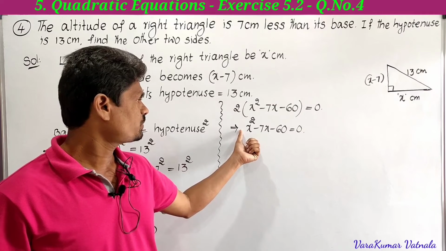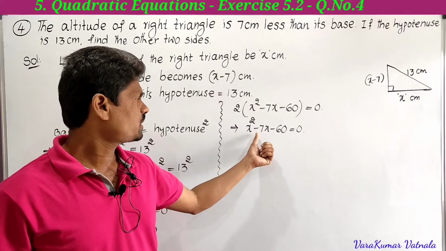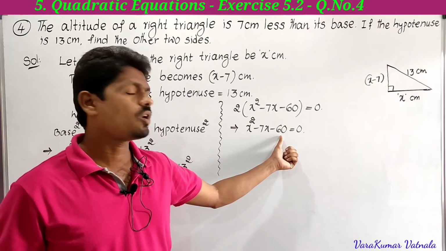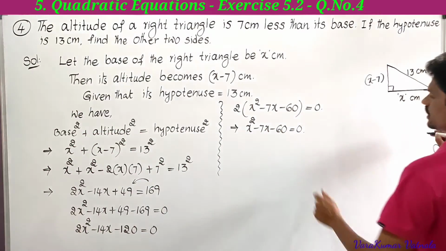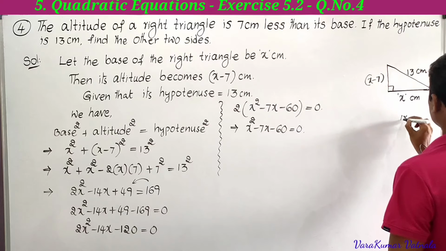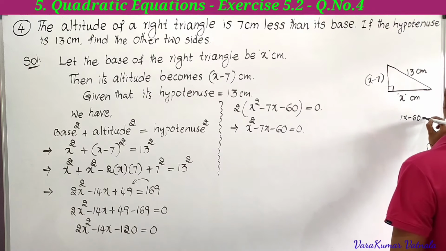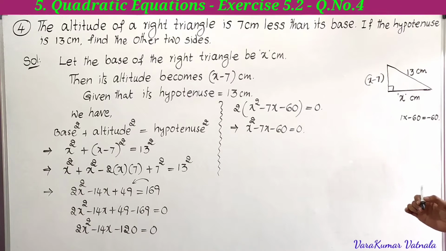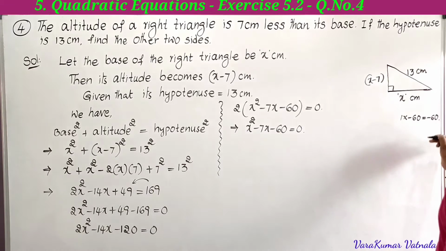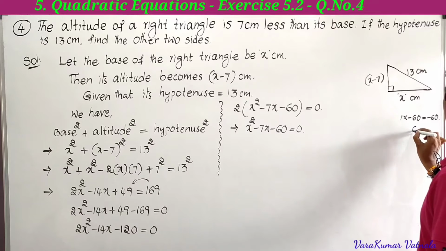Here the x square coefficient is 1, x coefficient is minus 7 and the constant is minus 60. So multiply x square coefficient with constant. So that is 1 into minus 60 is equal to minus 60. So now we have to find factors of minus 60. The condition is their product should be minus 60 and sum should be minus 7. So here how can we find the factors?